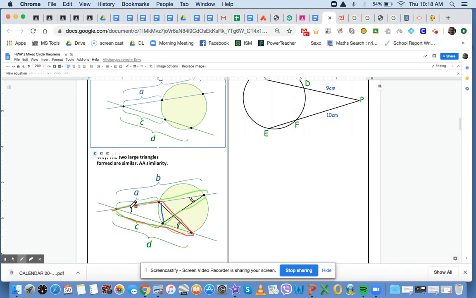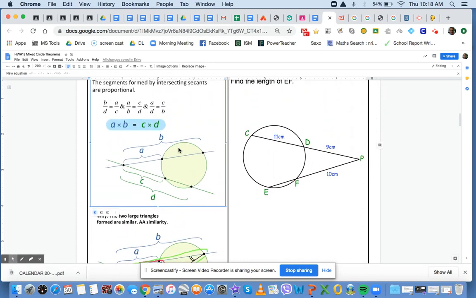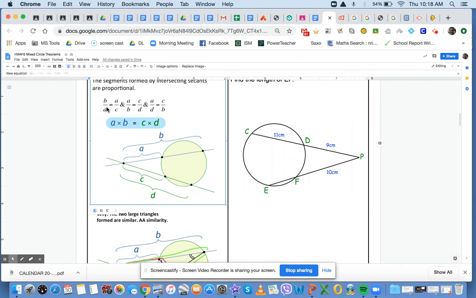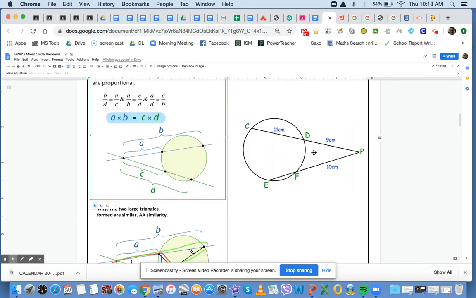So we have angle, angle, similarity. So those two triangles are similar, and so we know that they're proportional. And if they're proportional, we can do a bunch of work and eventually come to the point where we see, just like we did before in another exercise, and these are all the ratios that are equal, that A times B is equal to C times D.